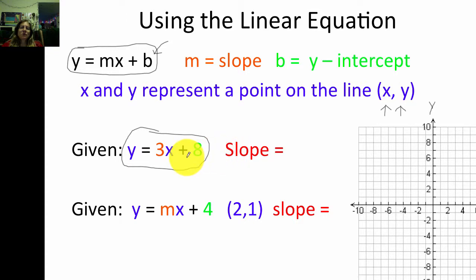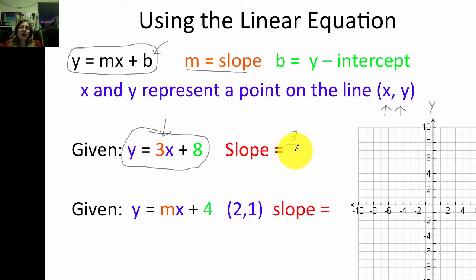Okay, let's look at these two examples down here. We are given this equation. From this equation, we can sort out what the slope is, because that's what we have to sort out. It's asking us for the slope. Well, according to our formula, and this fits our formula very nicely, this coefficient of x is m. That m represents the slope. So the slope is 3.